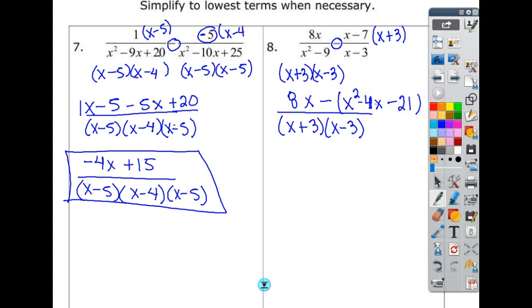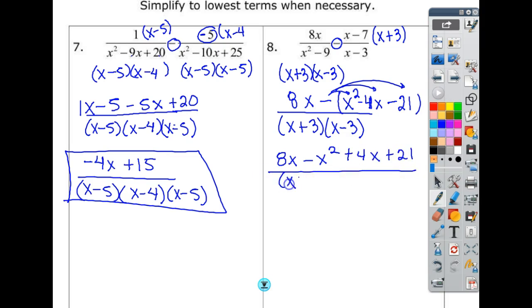Now let's distribute that. So this one's causing us a little bit of grief, but we can deal with it. Okay, so we're going to distribute this negative. In other words, everybody's sign's going to change, right? Plus 4x plus 21.